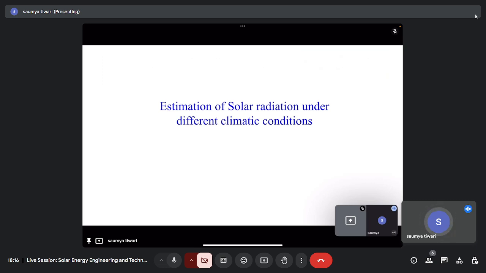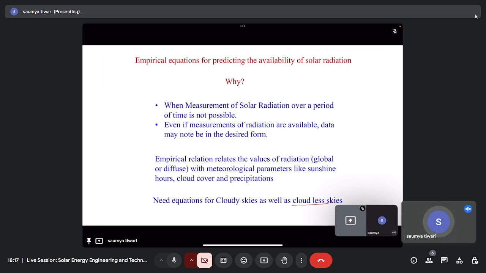Okay, so in the third week, what has been taught is the estimation of solar radiation under different climatic conditions. There are a lot of empirical equations for predicting the availability of solar radiation at a given position at a given time. Basically, the measurement of solar radiation over a period of time is not possible. Even if some data are available, these data may not be in the desirable form that is actually required to estimate, or that will be useful for application purposes.